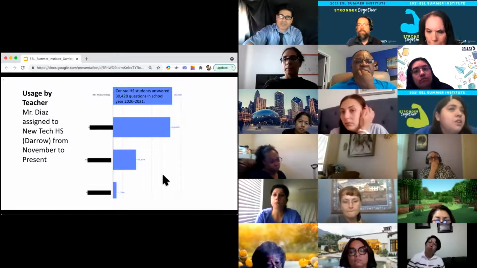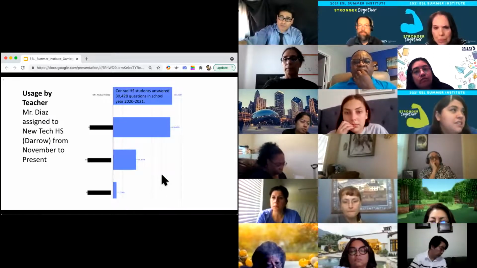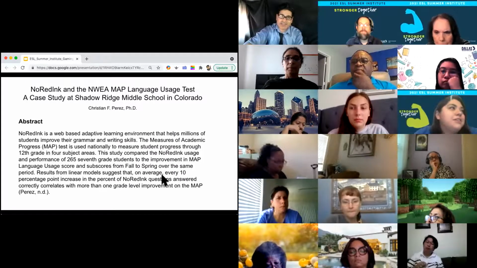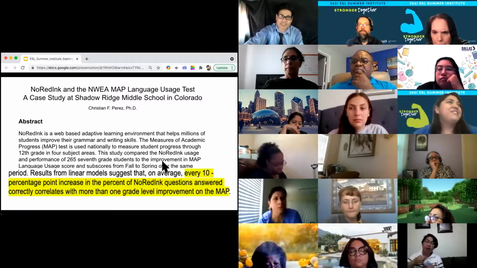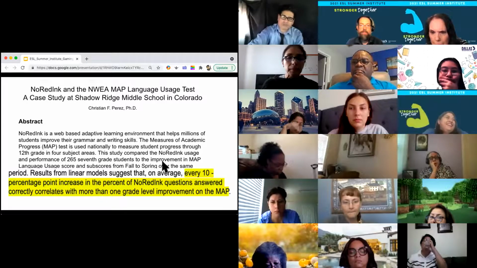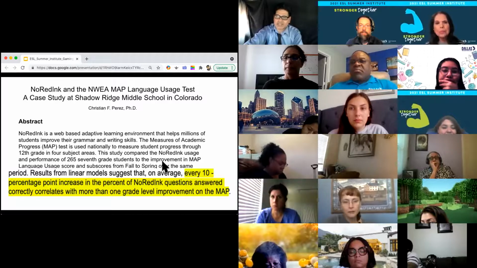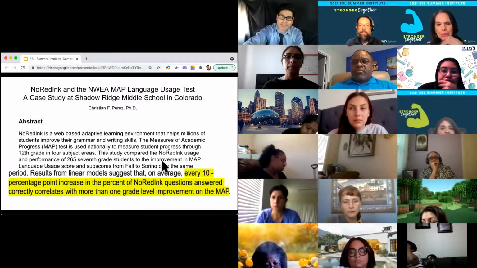Now, to address how it compares outside of Texas, a Colorado district implemented it, and they were able to assess that every 10 percentage point increase in the use of Noredink questions correlates with more than 1 grade level improvement on the MAP, the math.